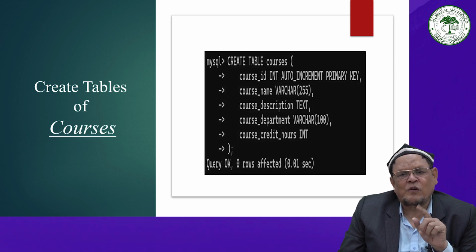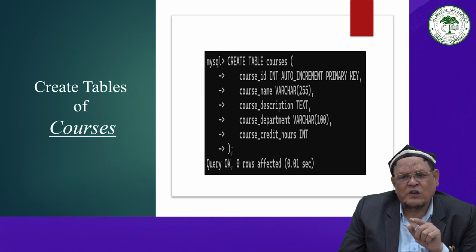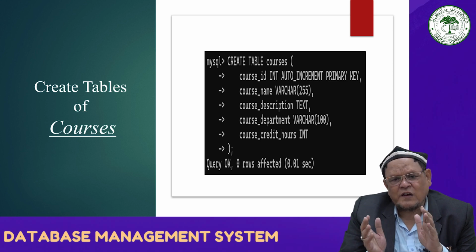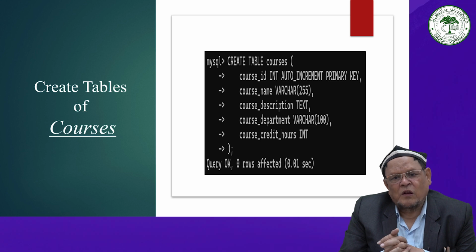In MySQL you write in the same way, create table course, then parenthesis, course ID integer auto increment primary key, comma, course name varchar 255, comma, course description text, comma, course department varchar 100, comma, course credit hours integer, then the parenthesis should be closed, then semicolon. When you enter, it will show query OK. It means you have created a table named courses.